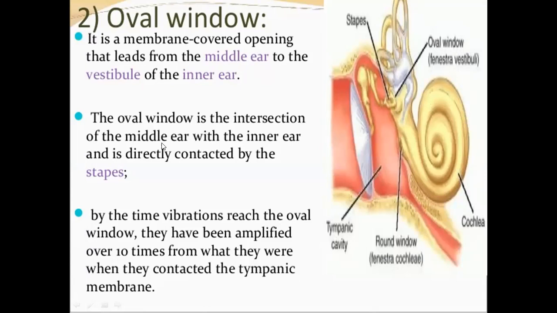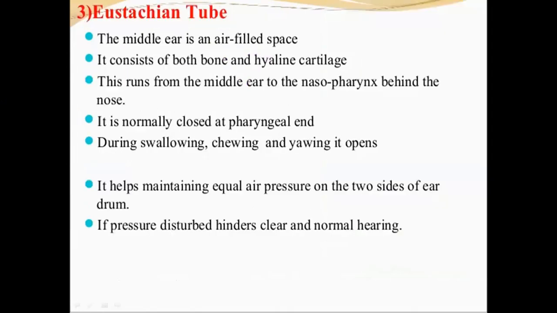Oval window is the intersection of the middle ear with the inner ear and is directly contacted by the stapes. So this is the base of the stapes which transmits the sound waves from the tympanic membrane to the inner ear through the oval window. By the time the vibrations reach the oval window, they have amplified. The ossicles amplified the sound waves that were received by the tympanic membrane 10 times more, and then it transmits to the perilymph of the inner ear by the stapes through the oval window.